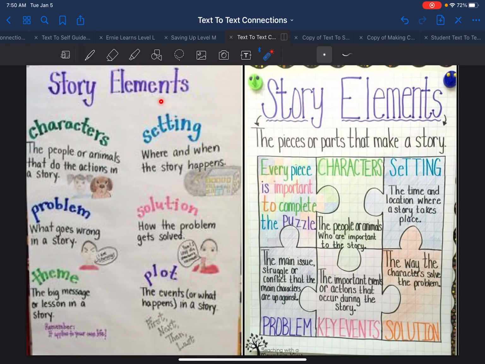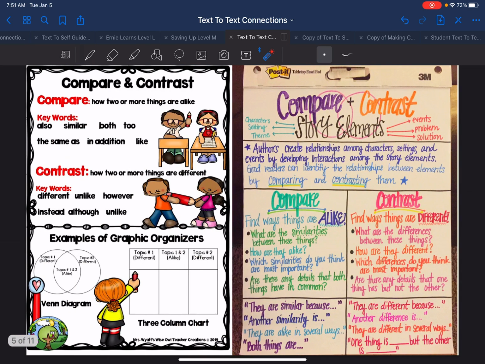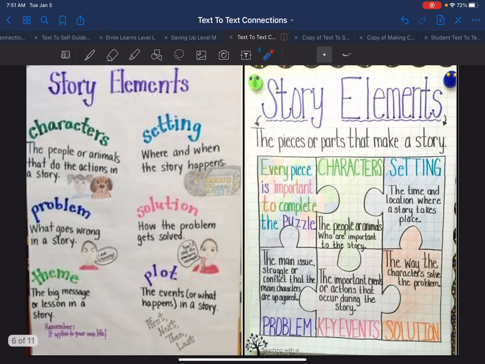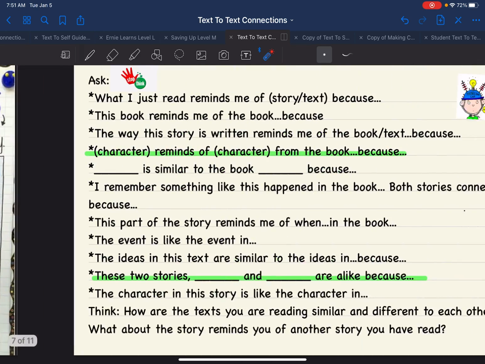So a story element, remember, are the parts of a story. So our characters, our setting, our problem and solution, our theme, which is the big message or lesson in the story, and our plot, which is our events. We're taking all of these parts of a story and we're noticing we get engaged in our mind to think about how they are alike and how they are different from book to book.